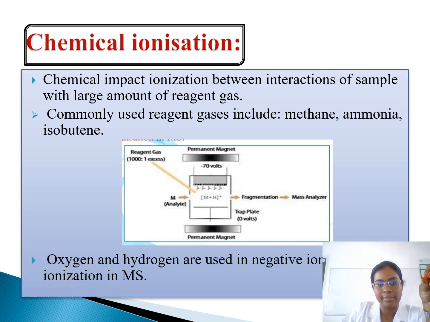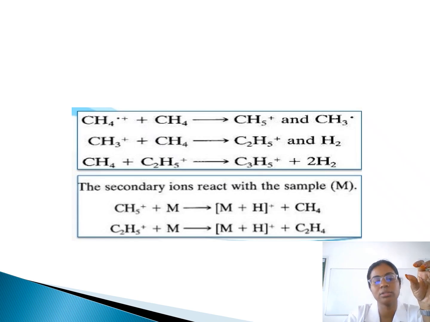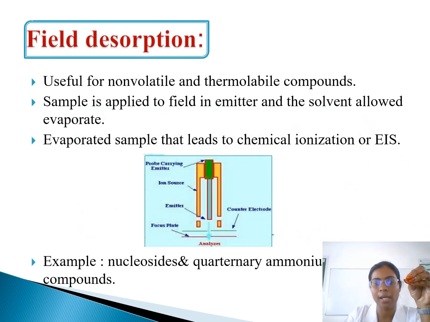Then chemical ionization, which is the interaction of the sample with a large amount of reagent gas. Commonly used reagent gases include methane, ammonia, and isobutane. For example, an electron reacting with CH4 gives CH4+, which combines with CH4 to give CH5+ and CH3. Using these chemicals gives the chemical ions.